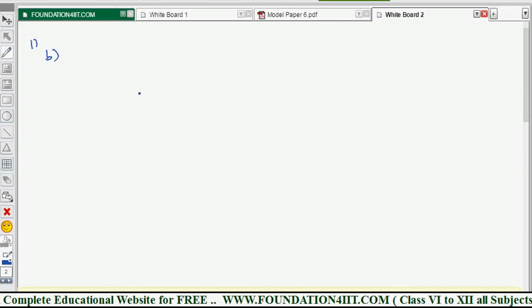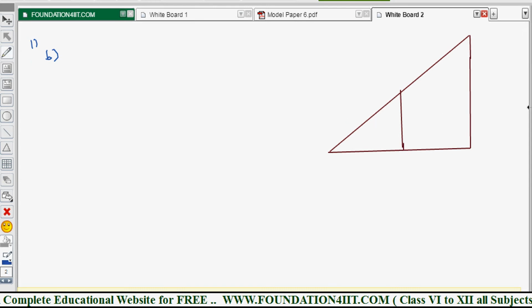Let AB be the tower and CD be the vertical stick. One is AB and one is CD. AB is the tower and CD is the vertical stick, right? Then you can take the baseline and attach one more. Now this is AB and CD. Okay, this is the point E.